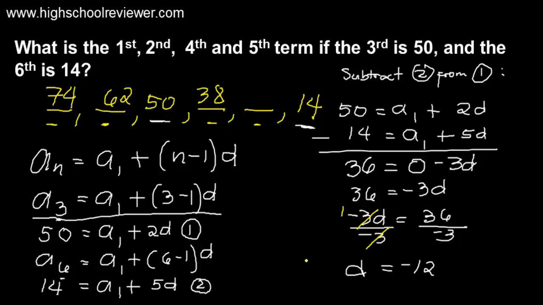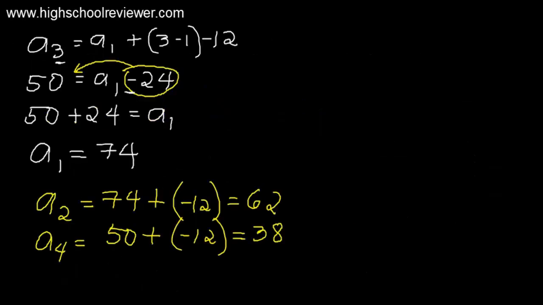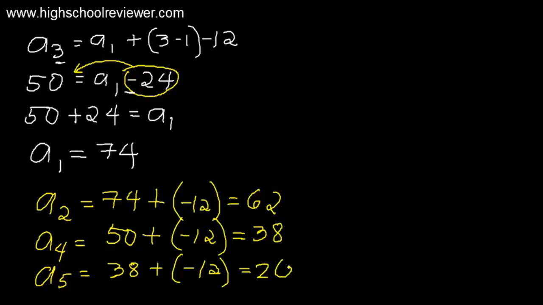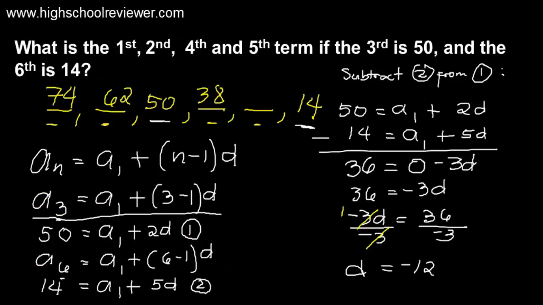And for the last missing term, that is the fifth term, a sub 5 would be equal to our a sub 4, 38, plus negative 12. This will give us positive 26. So our fifth term here is positive 26. So positive 74, positive 62, 50, 38, 26, and 14 are our final answers.